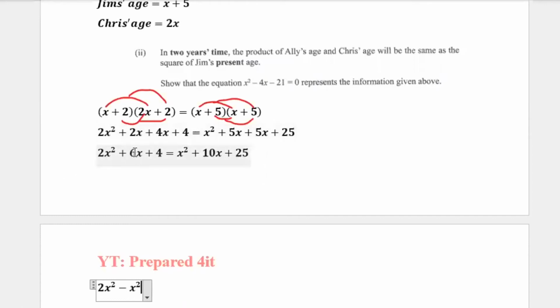Then I have plus 6x, and I have a 10x here. When it comes across, it was adding here. So when it comes over, it will be subtracting. So I will have minus 10x. Then I have a plus 4 here, and the 25, it is adding here. So when it comes over, it will become a minus 25, and that is now equal to 0. Is everyone still with me? Did I lose anyone?